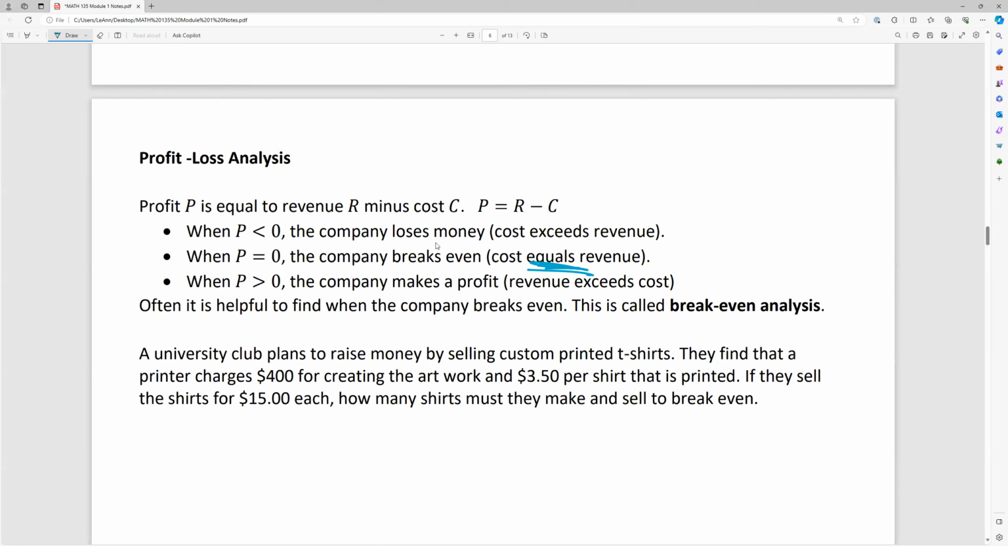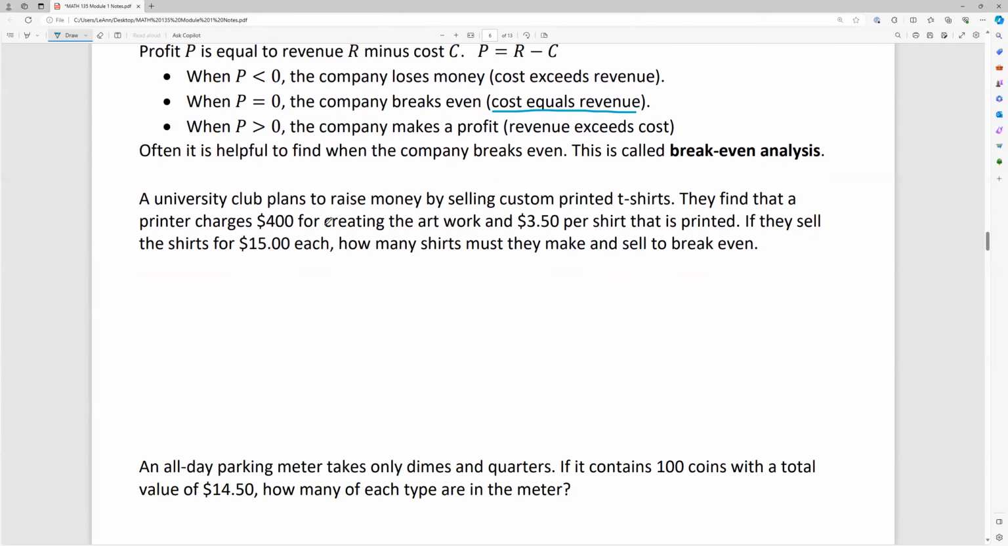That's going to be an important one because they sometimes ask us to solve for breaking even. So I'm underlining that because we will use this one a lot. When your profit is greater than 0, so R minus C comes out positive, the company is making a profit, so your revenue is exceeding your cost. Oftentimes it'll be helpful to talk about when a company, like I said, breaks even. And that is when we set cost equal to revenue, because we're saying if they were subtracted, we get a 0.